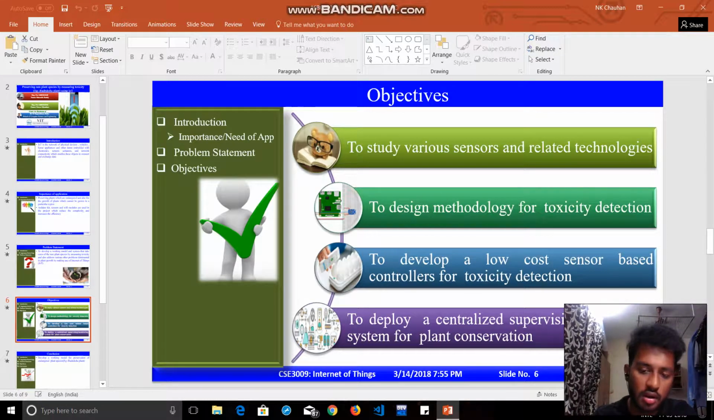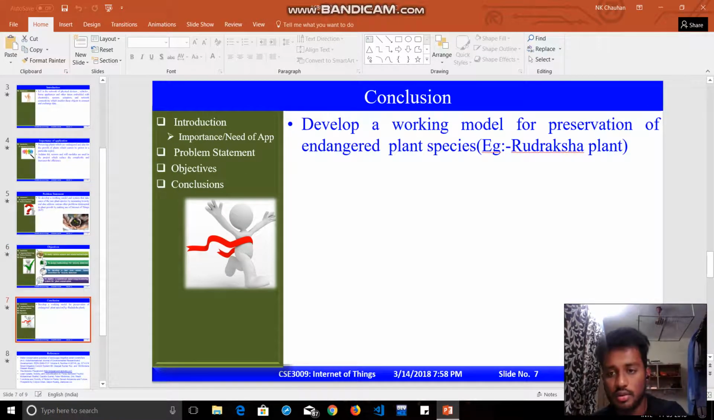So now moving on, finally, the conclusion. It's very simple. At the end of the project, we are going to develop a working model for the preservation of endangered plant species, especially plants like Rudraksha. Why did we choose Rudraksha here? Because one of our members has this endangered Rudraksha plant in his locality, and he knows the kind of systems they have in place, and it's very complex, and the amount of money spent is huge.